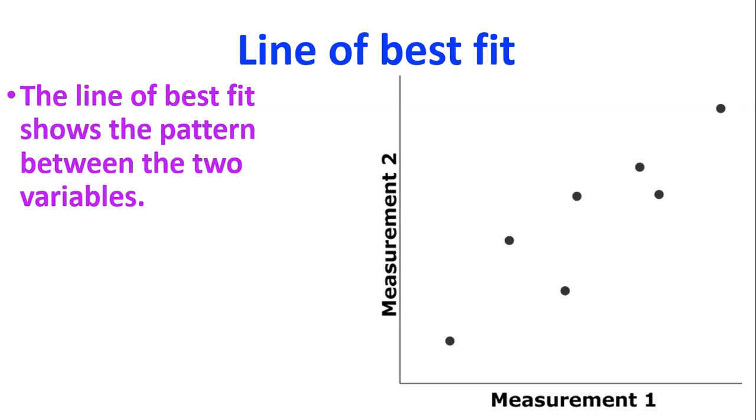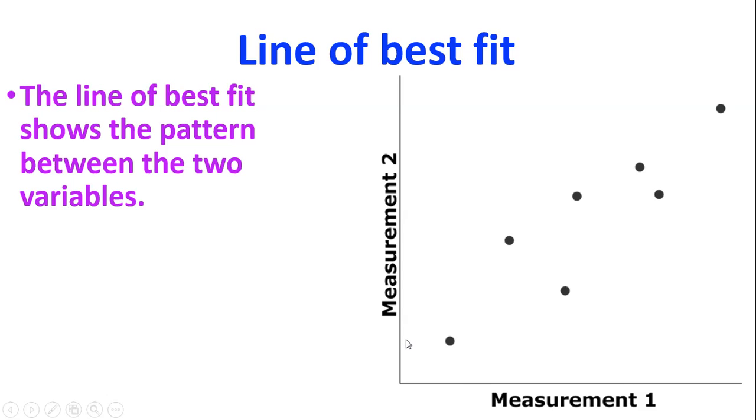So what we're doing now is we're looking at what a line of best fit is. And a line of best fit is to try and be representative of the pattern between two variables. So we've got bivariate data, we've got on our one axis our measurement 1 and the other axis we've got measurement 2. And each of those dots represents a person or object with those two measurements.